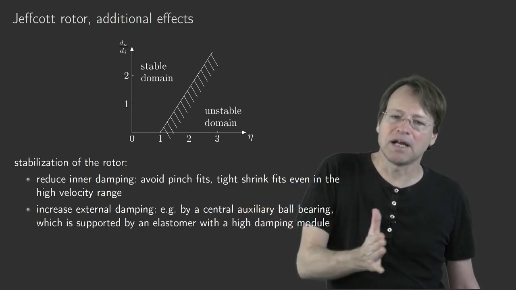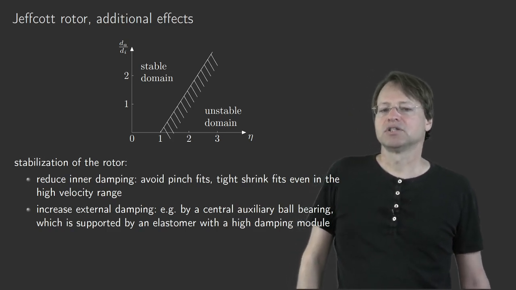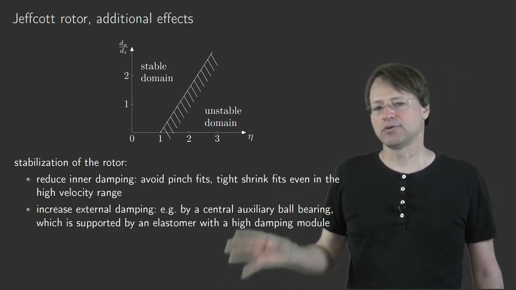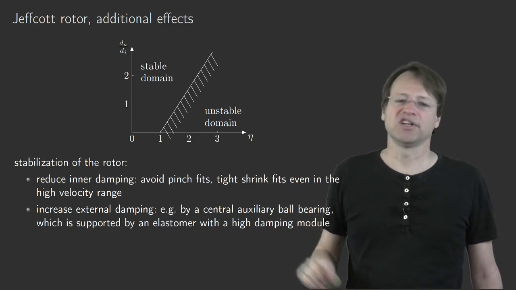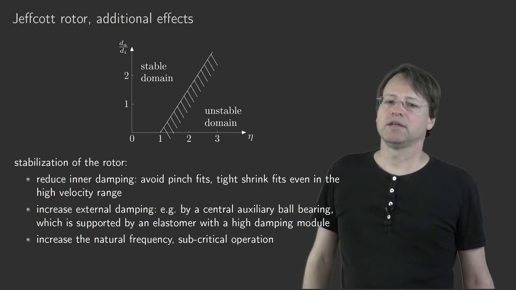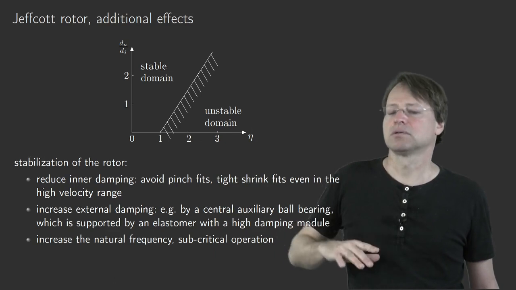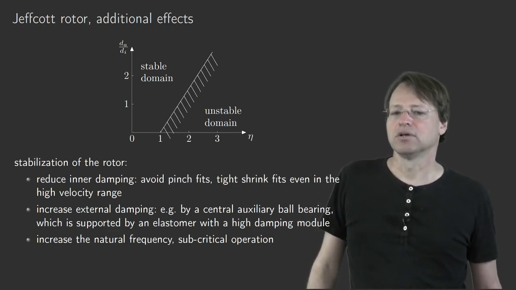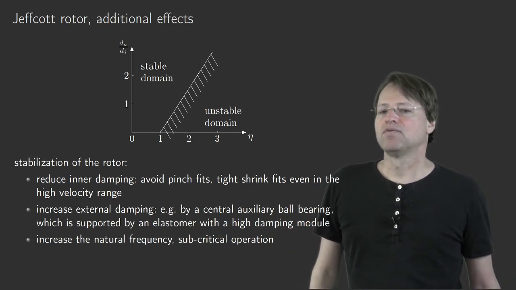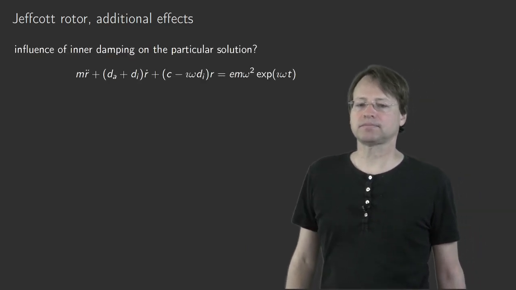But once you have passed the resonance, you want to be in a stable, stationary state, and then you don't want to use these auxiliary bearings. They are really designed for special situations, for safety relevant cases and so on. And finally, you can also try to increase the natural frequency of the system, but then this could lead to a subcritical operation, in order to make the range of possible values for your rotational speed larger.